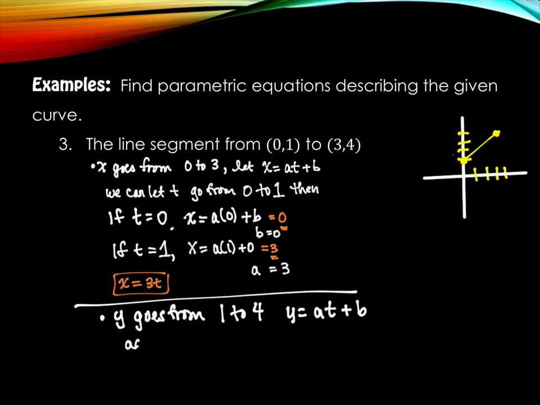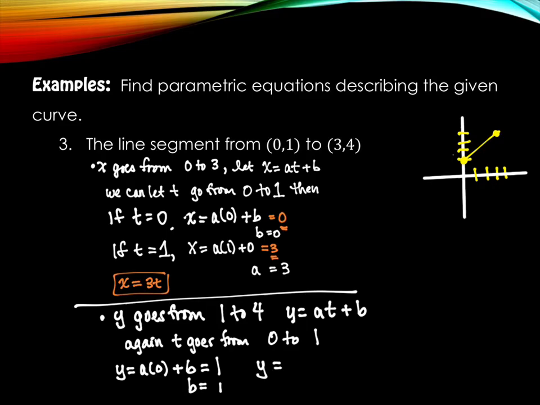Again, whatever you use for your T on the first one has to be the same on the T here. So again, T goes from 0 to 1, and we're going to evaluate this at 0 and at 1. So if I put in 0 for T, it's got to be what the Y value equals at the first ordered pair, which is the value of 1. And that tells us then that B is equal to 1, right? So now my equation is Y equals AT plus 1.